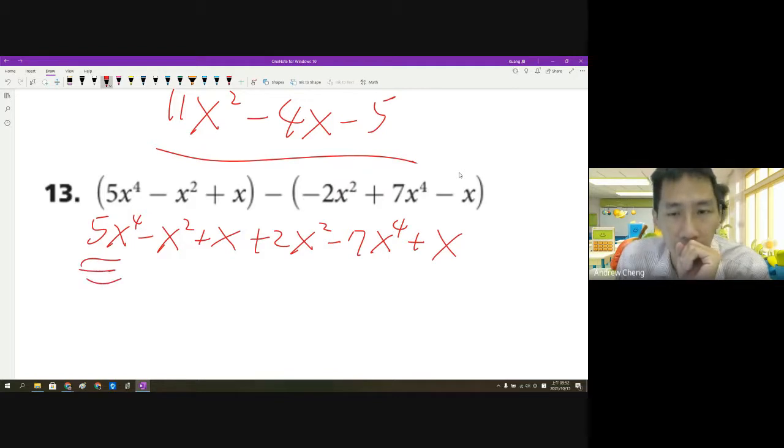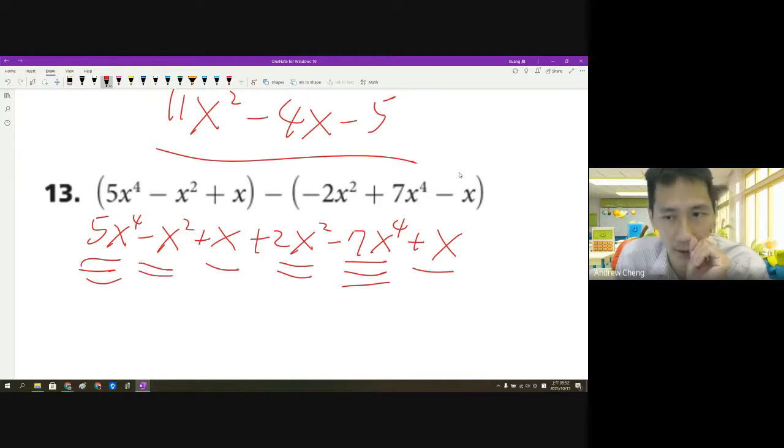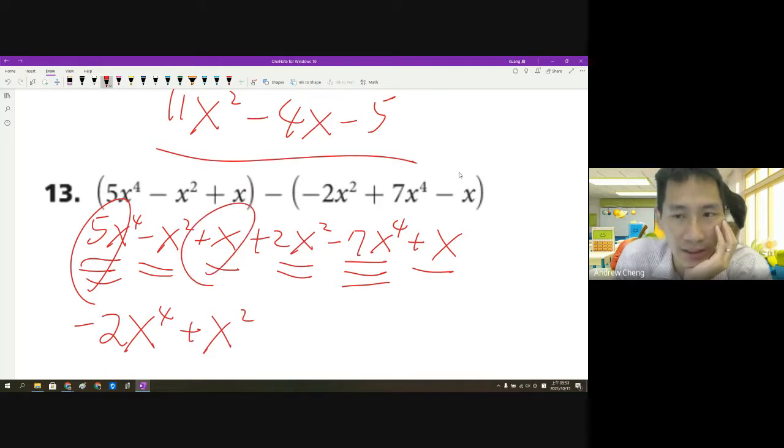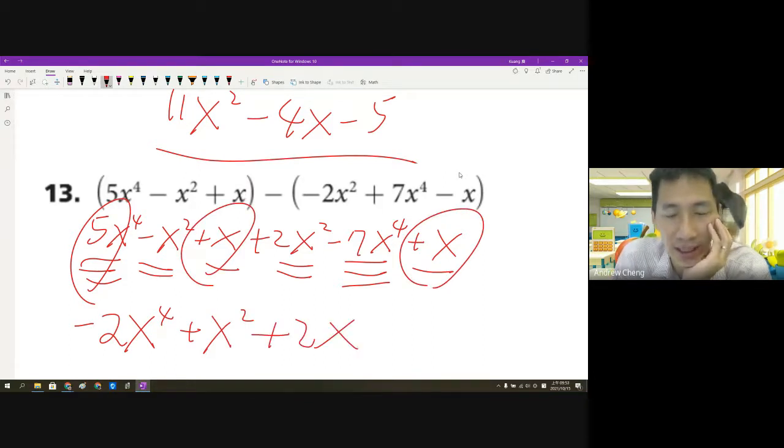So this 3 bar, because we don't have an x cubed term. And then square, and then the x term. So combine these two first. 5 minus 7, negative 2x to the power 4. And then this minus x squared plus 2x squared becomes plus x squared. Lastly, plus x plus 2x. That's it. Well, okay. Next.